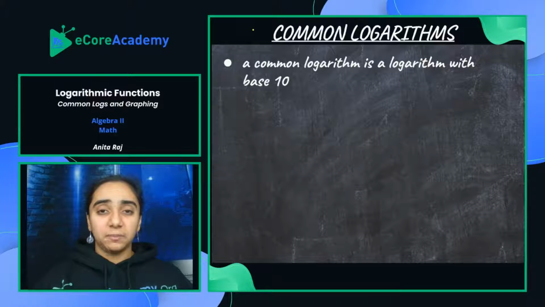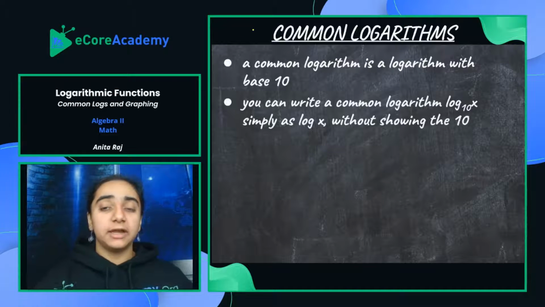As we saw, usually our bases change, and they can range from any integer value above 1. But when we have a base that's a 10, so if we have log base 10 of some number, we don't actually have to write the base 10. When you write a common logarithm, which is log base 10 of some number x, you can simply write it as log of x.